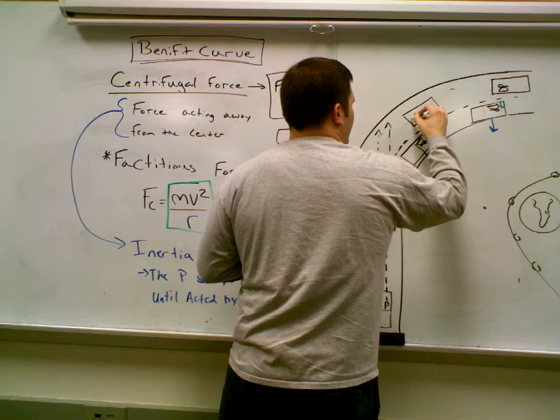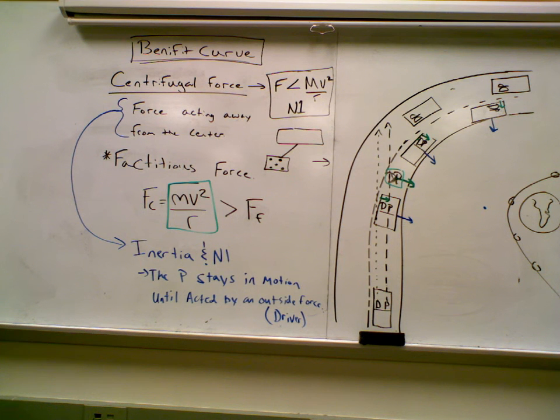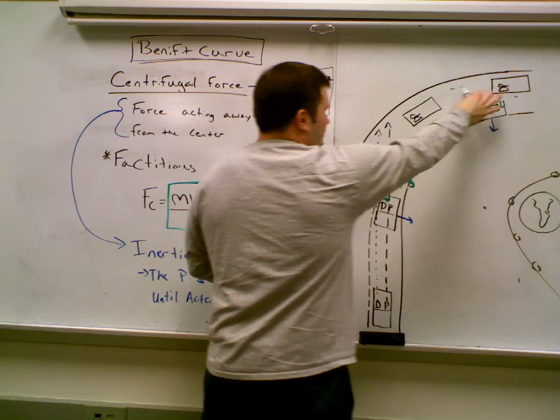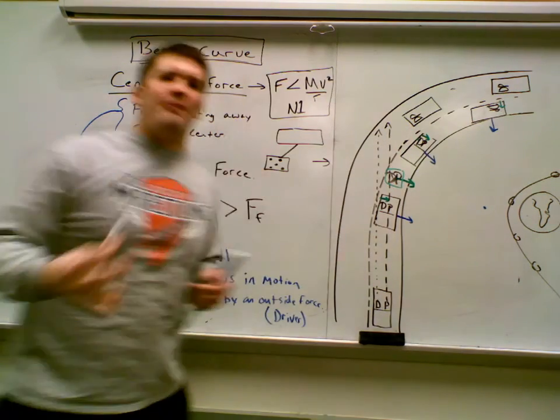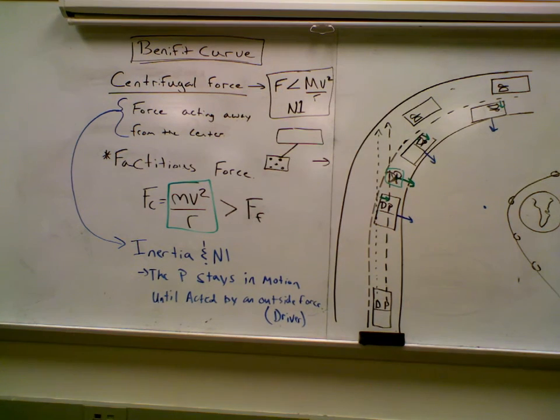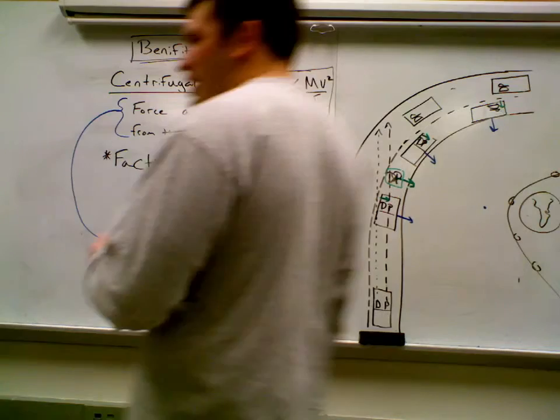Coming back around this way. Take a moment, think about it. Don't shout it out. Okay. As the driver comes or starts turning this way, what will happen to the passenger? I don't want you to shout it out. I want you to think. Take a moment. Give me a shot. Okay. So think about it. What will happen?